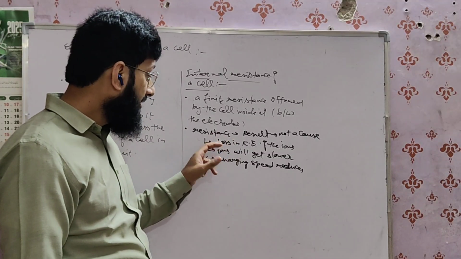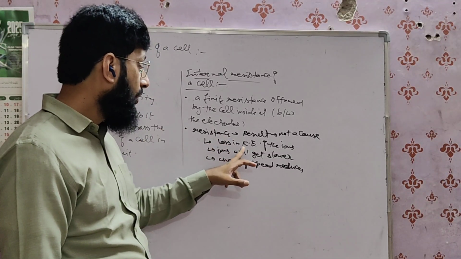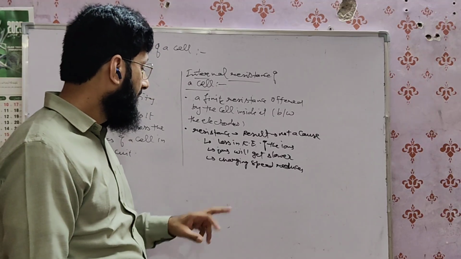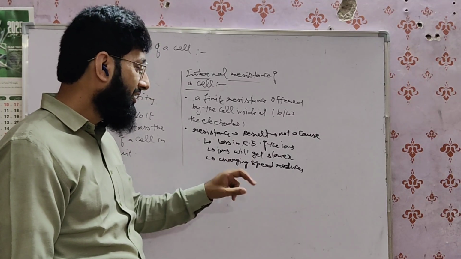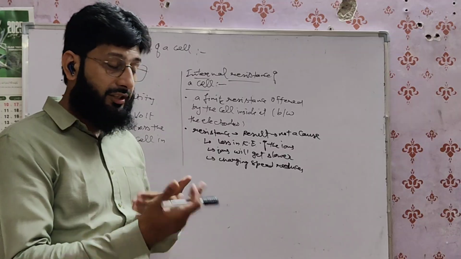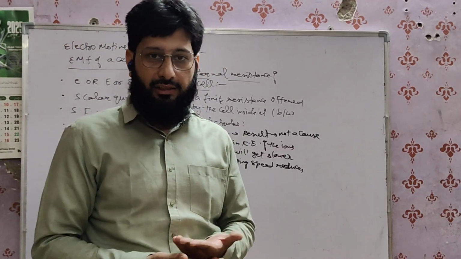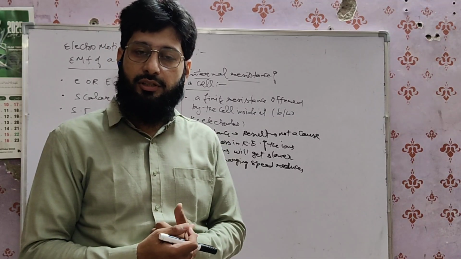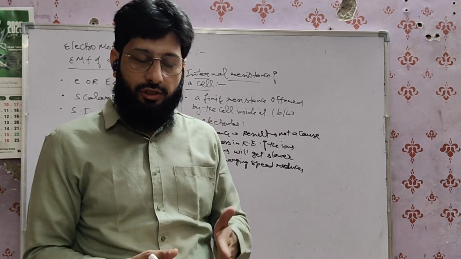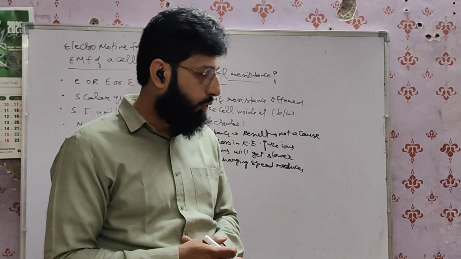When resistance comes into play, there is a loss in kinetic energy of the ions. Ions will get slower and charging speed reduces. The accumulation of charges on the electrodes will get slower.